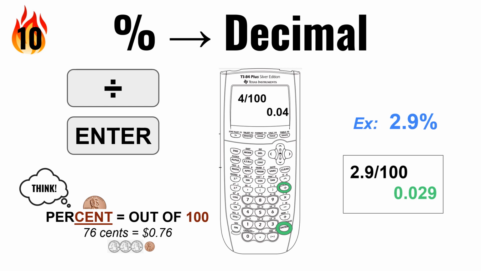So look at the example on the calculator screen. They want 4%. It's 4 divided by 100, and you get 0.04 as a decimal. And the other example, if they say 2.9%, we're going to divide that by 100, and that'll give us the decimal 0.029. And we'll get it right every time.